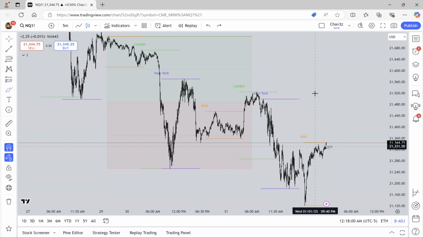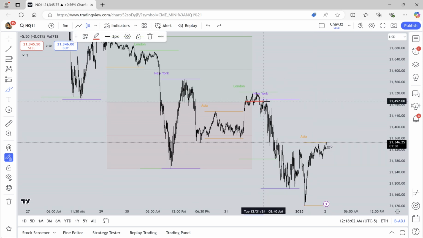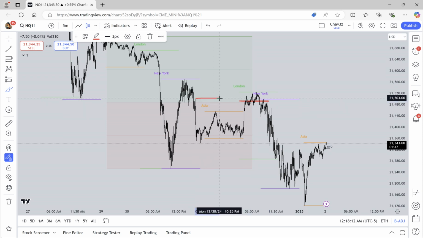Well, what is turtle soup? Turtle soup is the raid or the hunt of stop losses, right? Of engineered liquidity to go the opposite way. So we have a high here, right? But more importantly, we have equilibrium here.